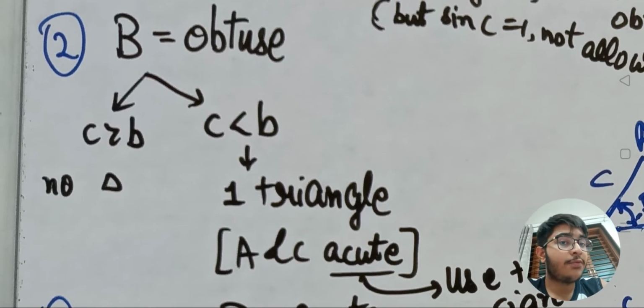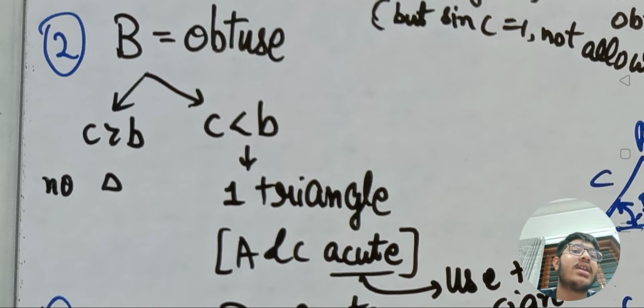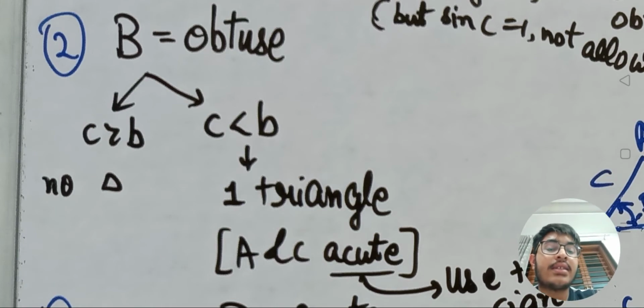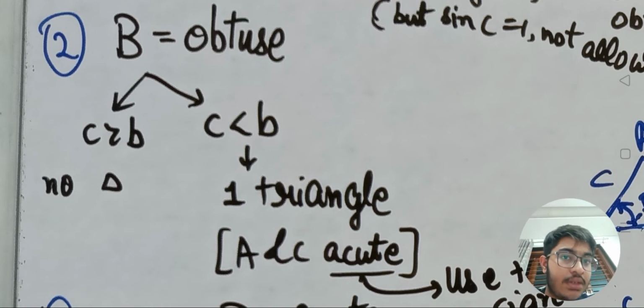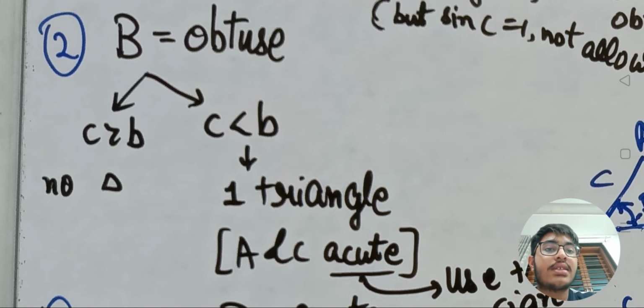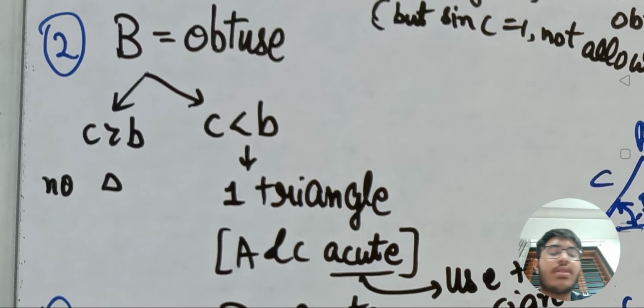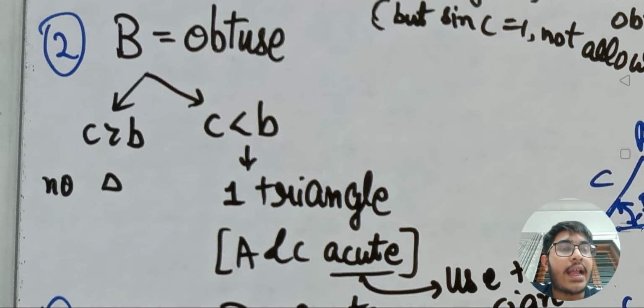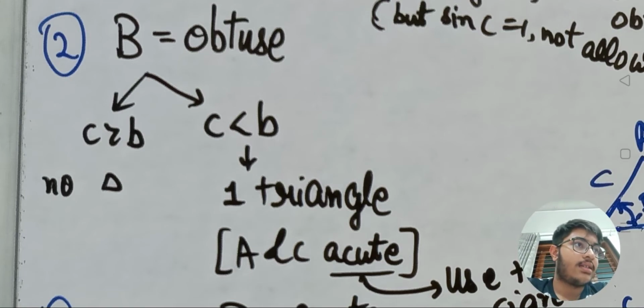Second is, if B given is greater than 90 degrees, or we can say obtuse. Here we have two cases. If the given side length c is greater than b, or the given side length c is less than b. If c is greater than b, then we know in proportionality that the side length opposite to a larger angle is larger.